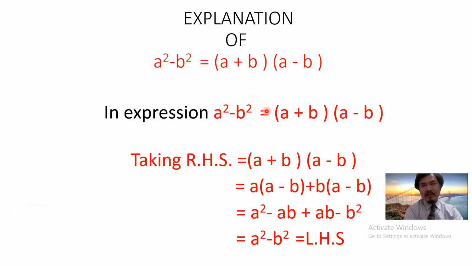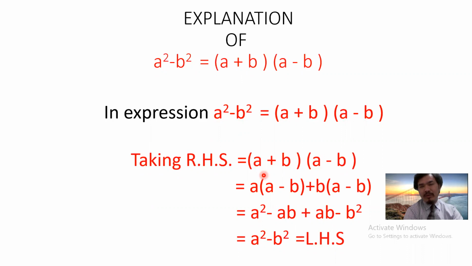Look at this right hand side result. There are two factors, one is a plus b and the other is a minus b. By taking these two factors, we will check whether they give the result a square minus b square or not. Look here, in the right hand side there is a plus b into a minus b.